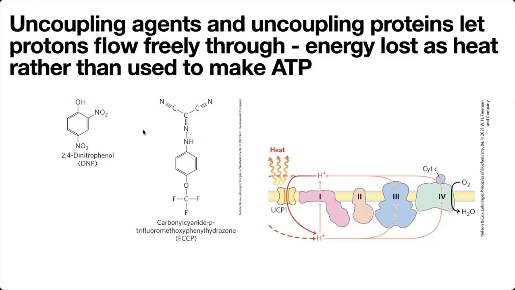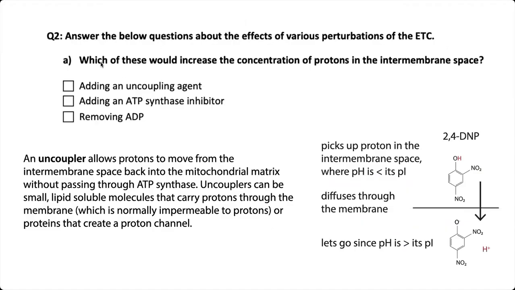There are also small molecule compounds, uncouplers or uncoupling agents, such as DNP, 2,4-dinitrophenol. These are typically weak acids that can sneak the protons back through the inner membrane. So this 2,4-DNP is going to pick up a proton in the inner membrane space, where the pH is below its pI, meaning you have more protons than you would need for half of it to be protonated. So you have higher protons out here, and it picks up a proton.